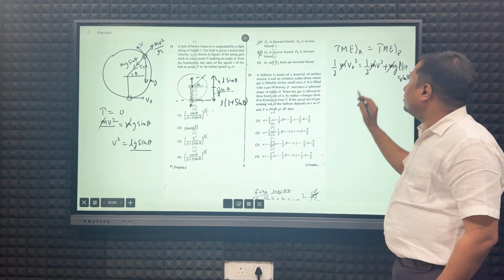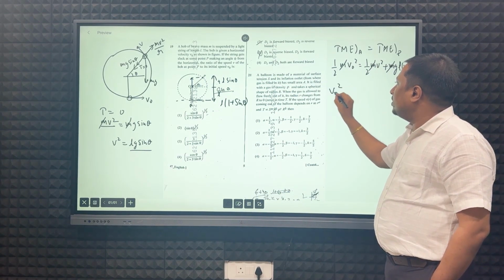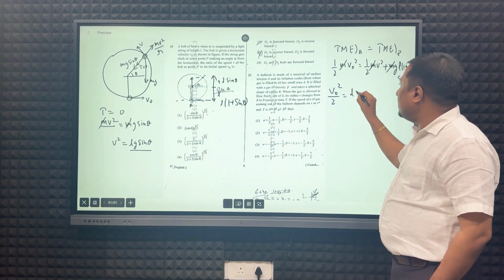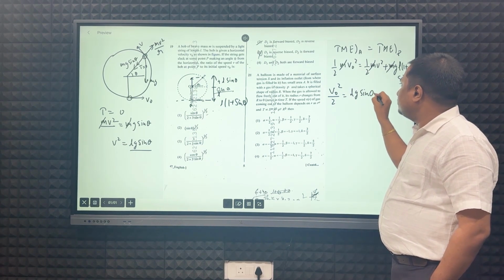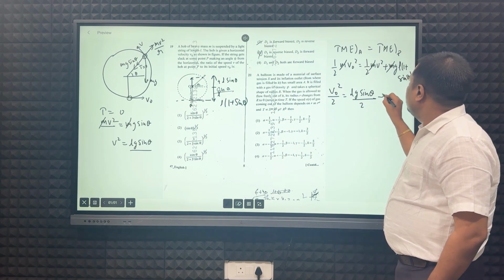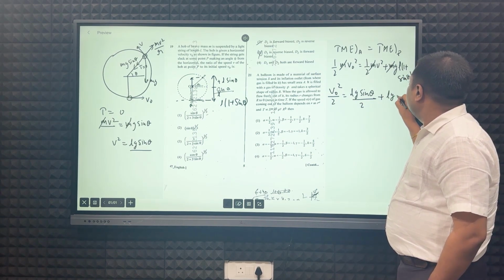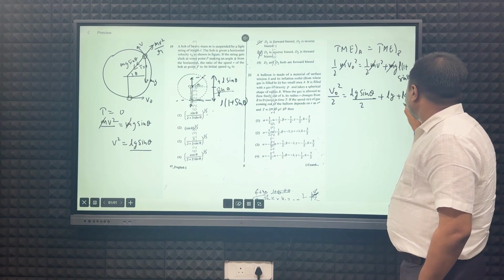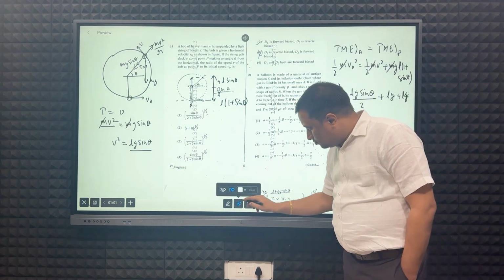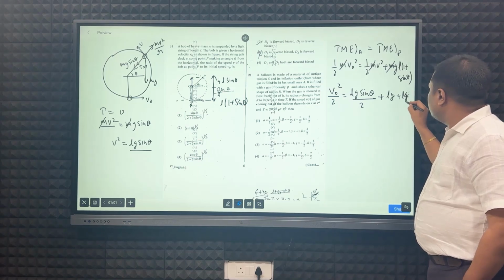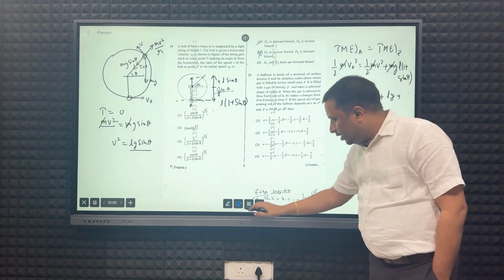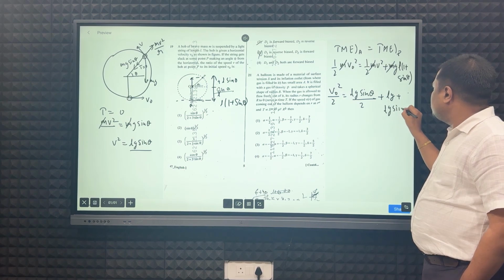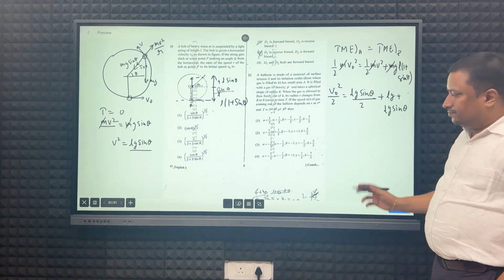From here, can you see we have v square? Can I substitute it here? It will become v0 square by 2 is equal to v square by 2. What is v square? That is L g sine theta, by 2, plus L g plus L g sine theta. I've just taken it together.